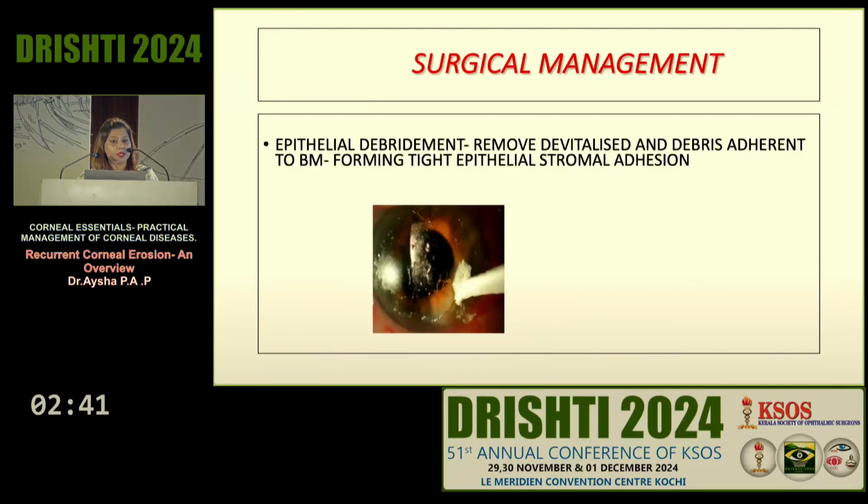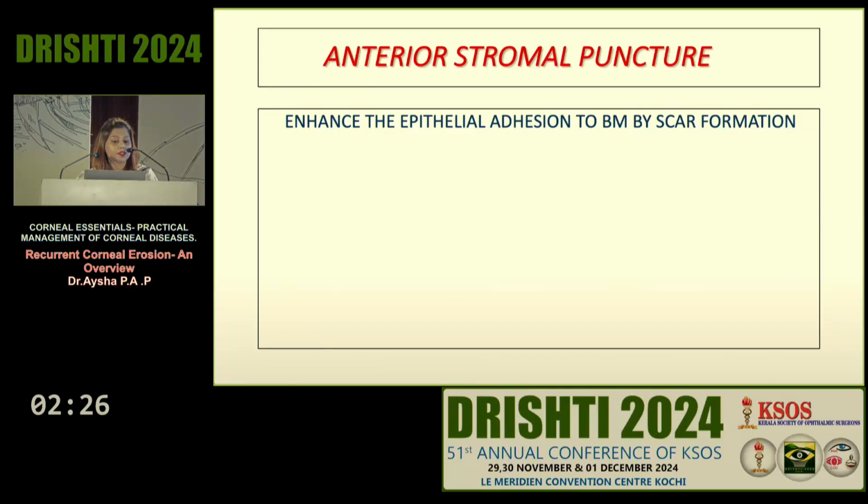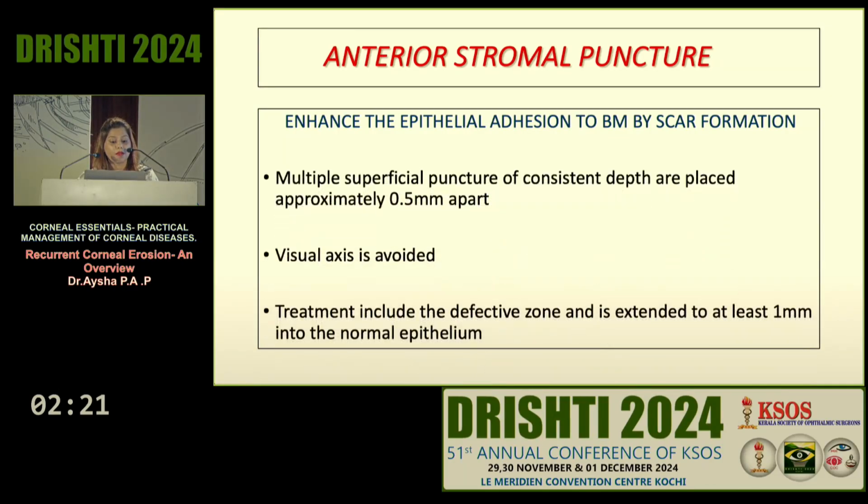The surgical management which you can do on an OPD basis itself is a small epithelial debridement. What it does is remove devitalized epithelium and debris adherent to the basement membrane. This forms a tight epithelial-stromal adhesion. Always use a sterile Weck-Cel sponge. Next comes the anterior stromal puncture. This enhances the epithelial adhesion to the basement membrane by scar formation. You can make multiple superficial punctures of consistent depth placed approximately 0.5 mm apart. Always avoid the visual axis. This treatment includes the defective zone, and you can also extend at least 1 mm into the normal epithelium.